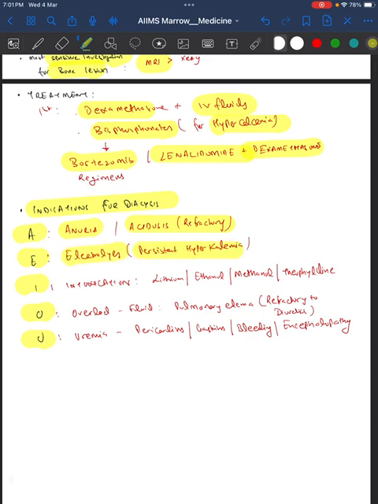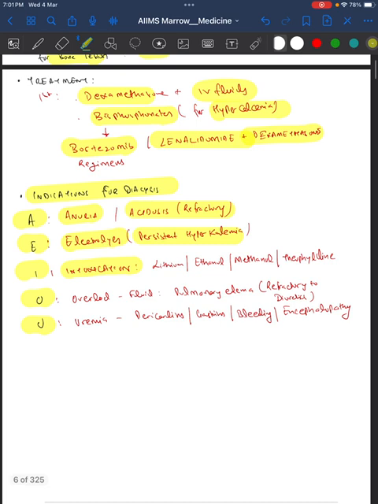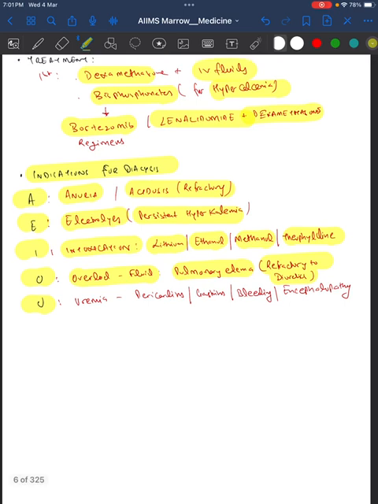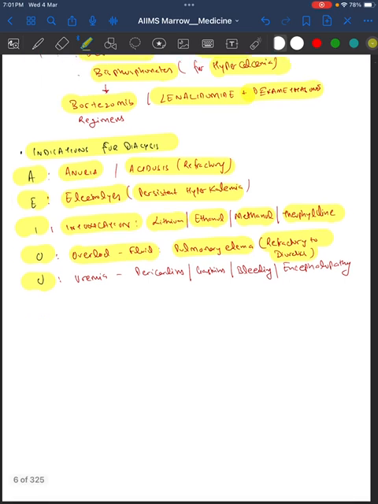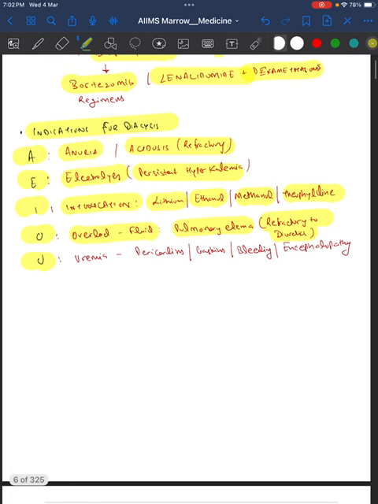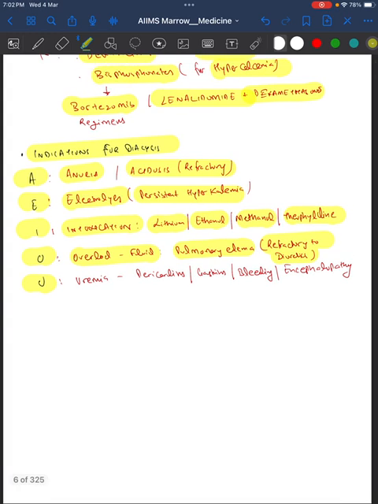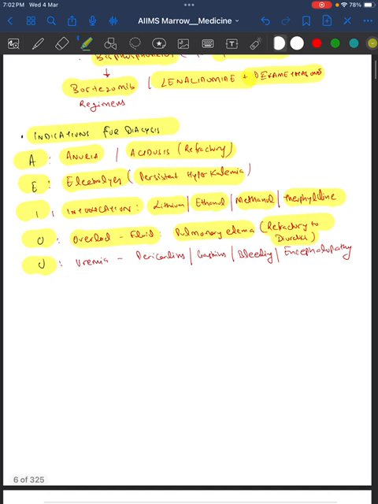Electrolytes, the persistent hyperkalemia. Intoxication of drugs which can be removed by dialysis: lithium, ethanol, methanol, theophylline. Patient is in fluid overload, that is pulmonary edema, which is not responding to diuretics. This is very important: pulmonary edema not responding to diuretics. We will not do dialysis if the patient presents directly in the emergency with pulmonary edema. We will give a trial of diuretics. If the patient is not responding for, let's say, 6 to 12 hours, we will then go for dialysis.